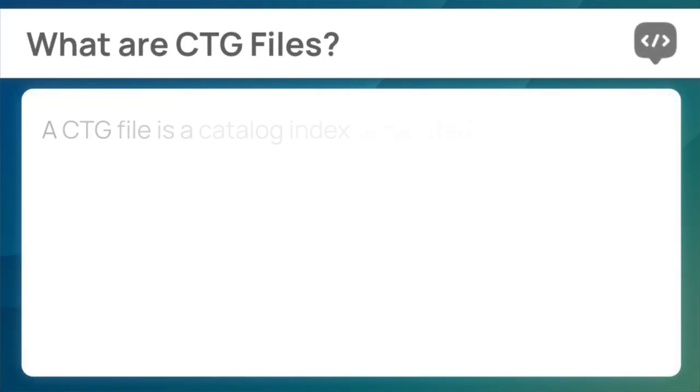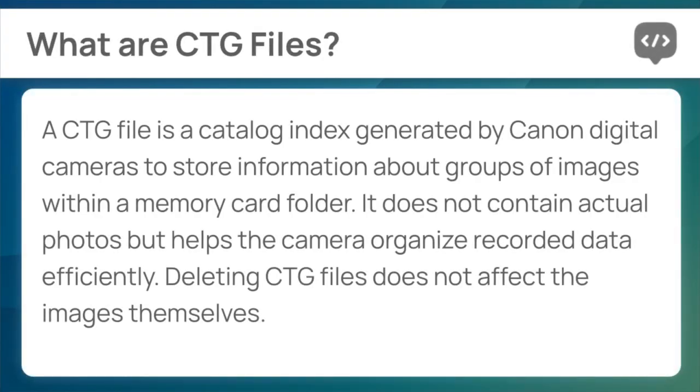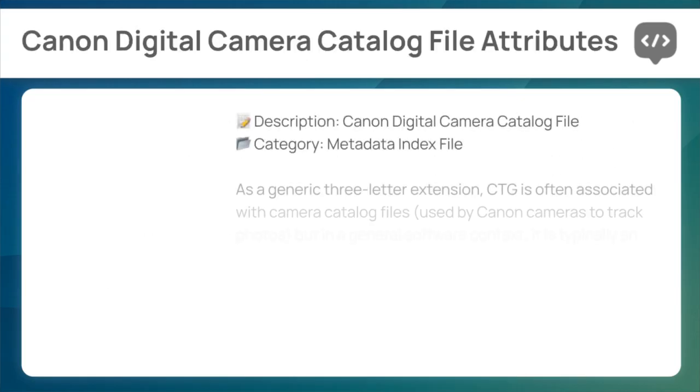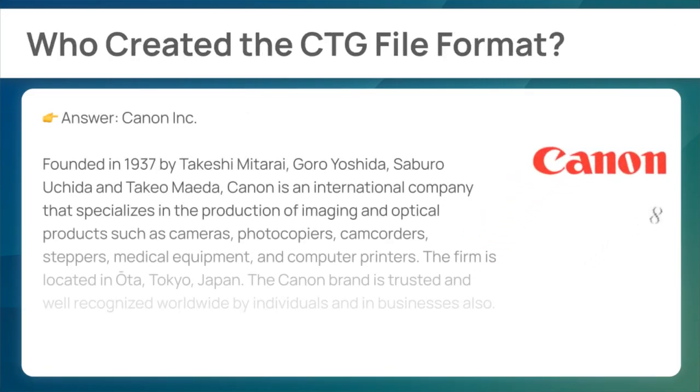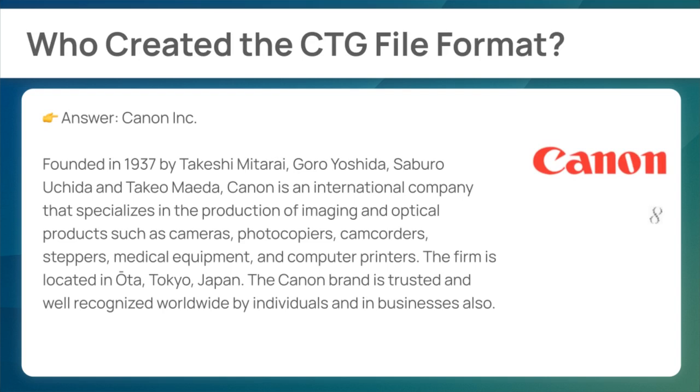The file header identifies the CTG extension as belonging to the metadata index file type. The file's organization is managed by the Canon digital camera catalog file system. As a generic 3-letter extension, CTG is often associated with camera catalog files, used by Canon cameras to track photos, but in a general software context, it is typically an unknown or proprietary metadata file. When encountered outside of a specific application, it may pose a security risk or indicate a failed component of a larger program. Due to the lack of clear developer information, the design rules are proprietary and undocumented.